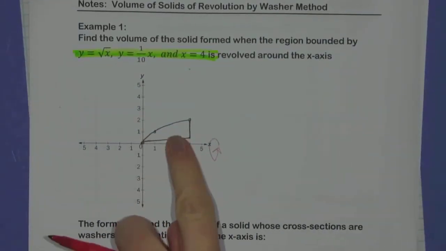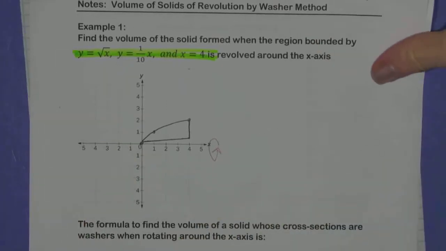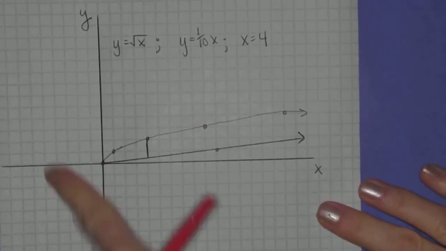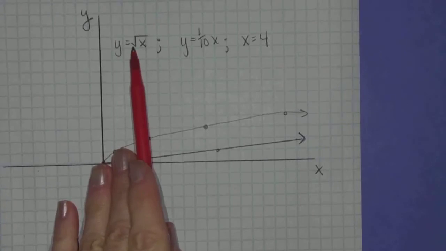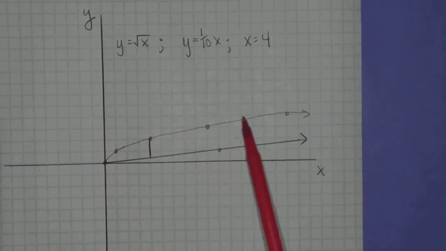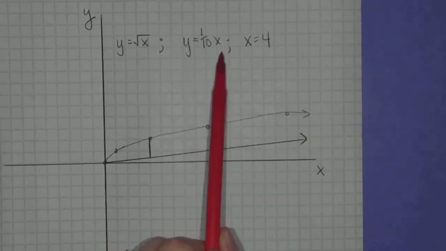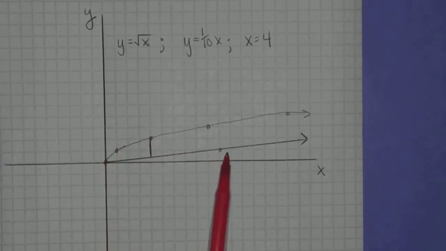Okay, now I already have a graph here, and let me show you where I pulled this graph from. So what I did over here for you is I took a piece of graph paper where I had more space. We know what y equals square root of x looks like. That's just this top function right here, and I've plotted some points. Y equals 1/10 x is just a linear function whose y-intercept is at the origin and then has a slope of up 1, right 10.